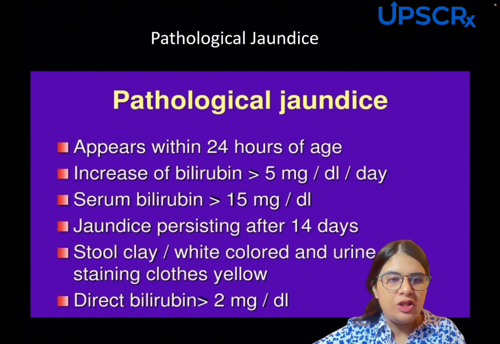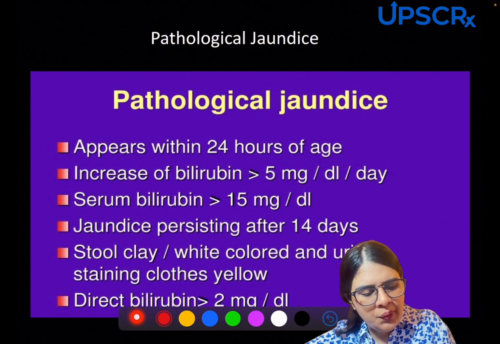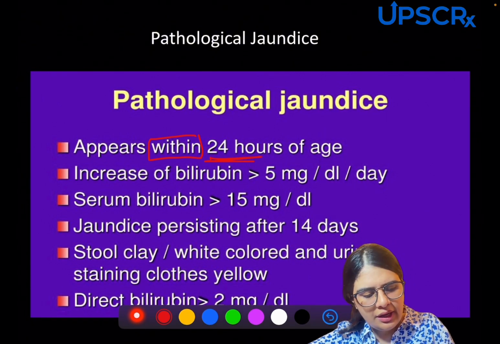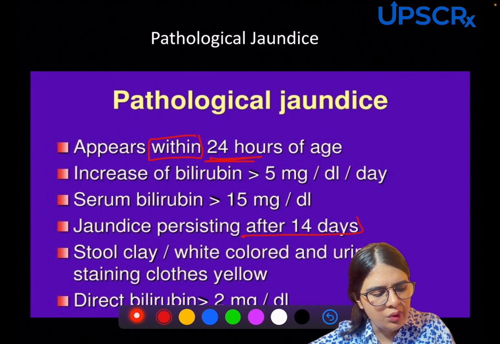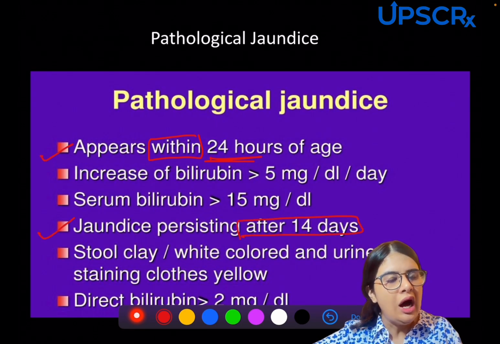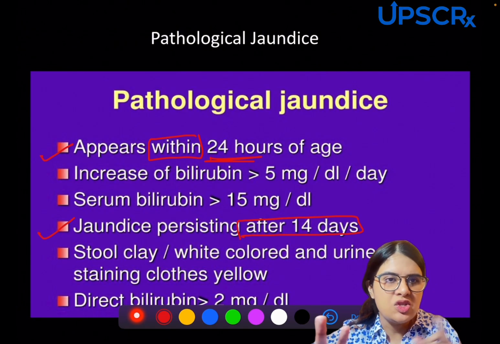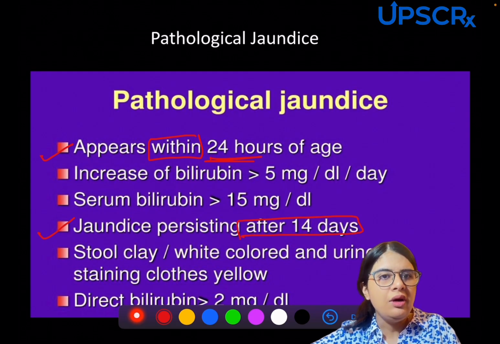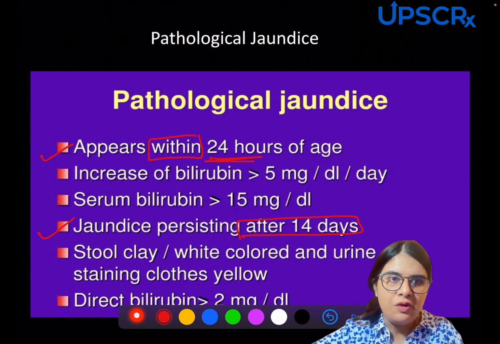On the other hand, pathological jaundice will appear within 24 hours. So it will appear within the first 24 hours of age, and it will persist even after 14 days. So these are two points that you have to remember: within 24 hours, after 14 days. These two things are just contrary to physiological jaundice. Within 24 hours it will appear. After 14 days of life it will persist.